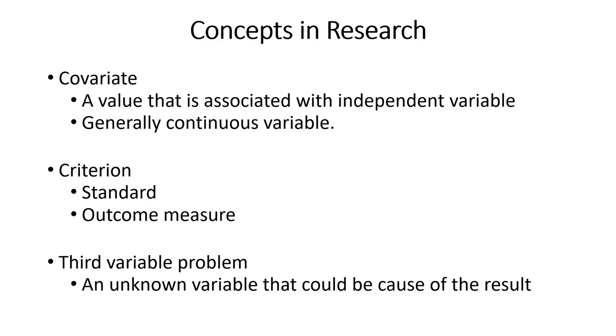We could also have a covariate. Sometimes it happens that independent variables don't directly affect dependent variables, but through an intermediate variable which is called a covariate. A value that is associated with the independent variable, and this is continuous in nature. So, it may so happen that colors change performance, but they are not doing it directly. Colors lead to change in mood, and this change in mood leads to performance, or colors lead to some other aspect.